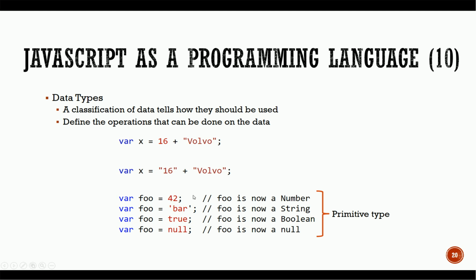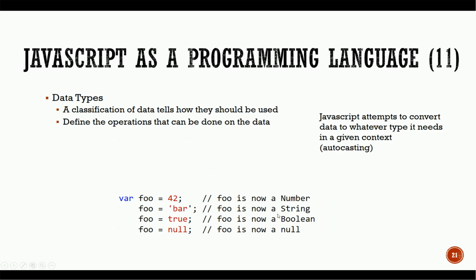All of these four data types are called primitive types. So it means that one variable of this type takes directly a slot in the memory cache. JavaScript is a weakly typed language, which means that it attempts to convert the data to whatever type it needs in a given context.